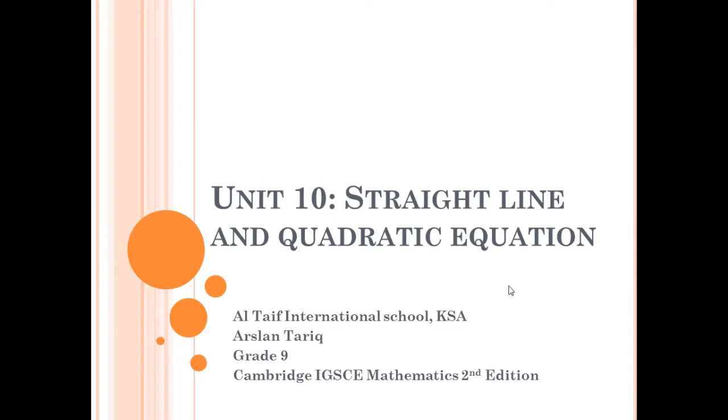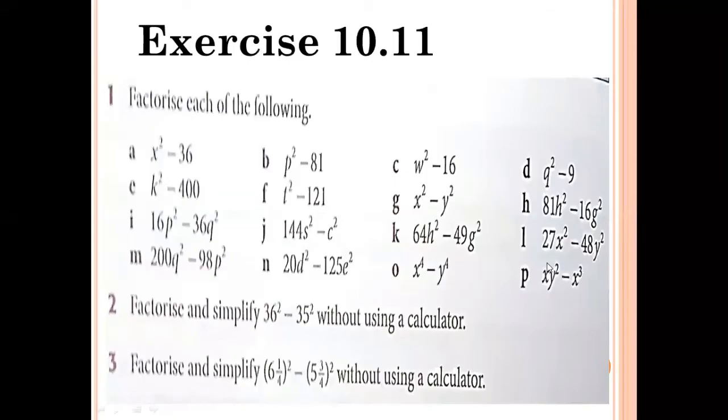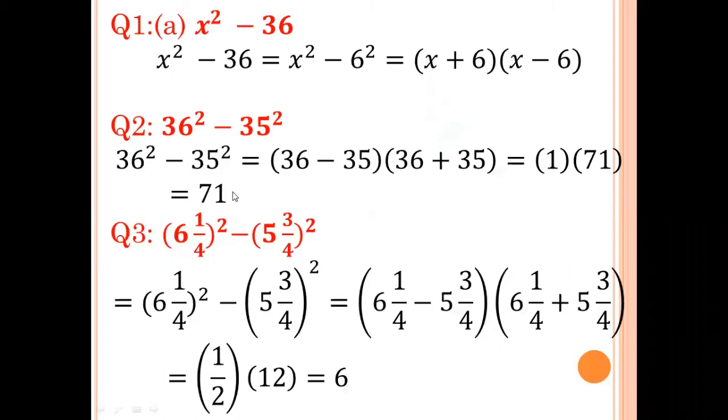Okay, today our topic is Unit 10, straight line and quadratic equation. Now, today we'll learn exercise 10.3, factorize each of the following. Now we take first question, x square minus 36. How do we solve this? First, we put here x square and 36.